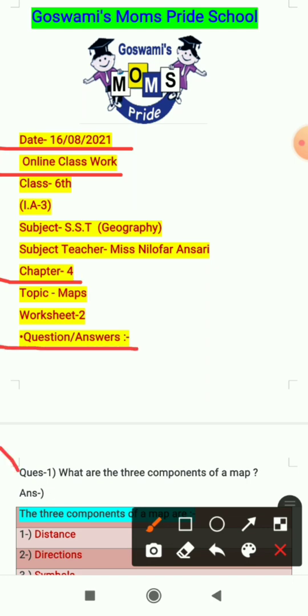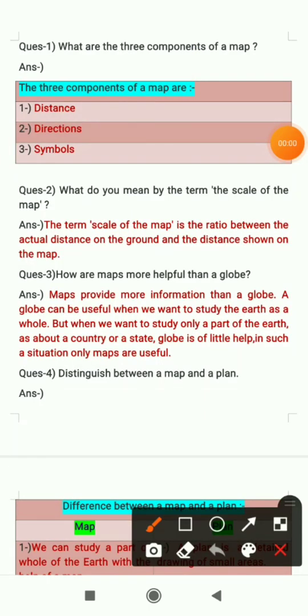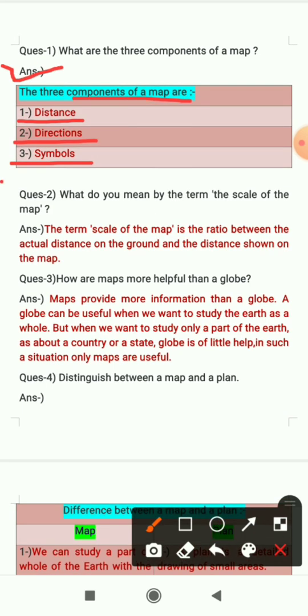Question number 1 is, what are the three components of a map? So we have to tell the components of a map. Let's see the answer. The three components of a map are, first distance, second directions, and third symbols. Question number 2 is, what do you mean by the term the scale of the map? So we have to tell the meaning of the term, that is the scale of the map.